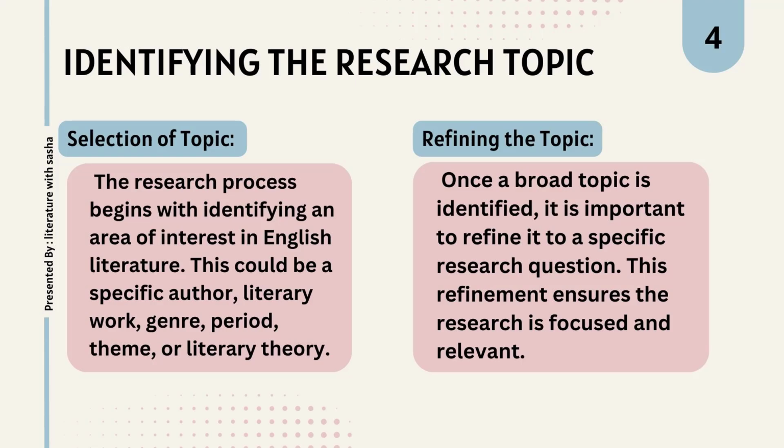Identifying the research topic. Selection of topic. The research process begins with identifying an area of interest in English literature. This could be a specific author, literary work, genre, period, themes, or literary theory. A good research topic is one that is both narrow enough to be manageable and broad enough to find sufficient educational material.